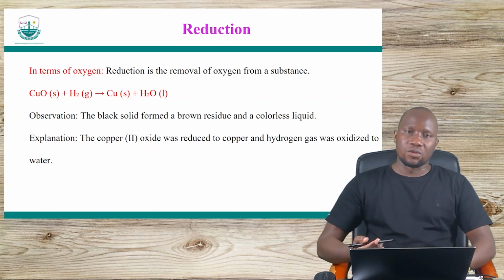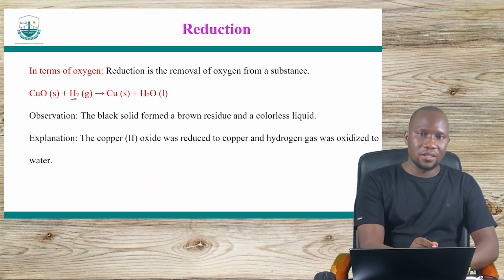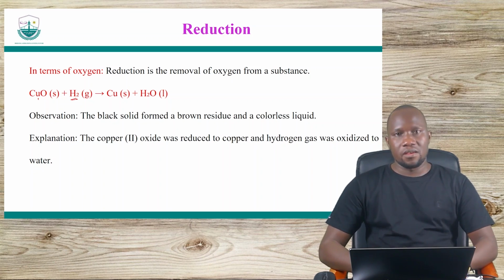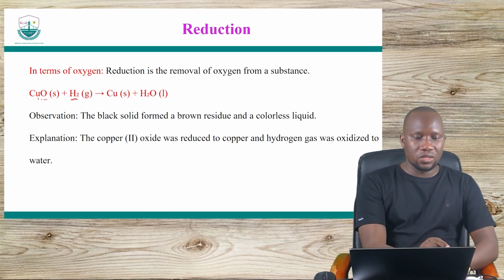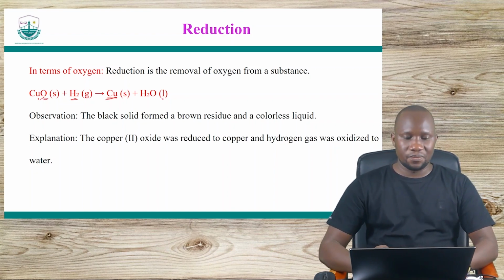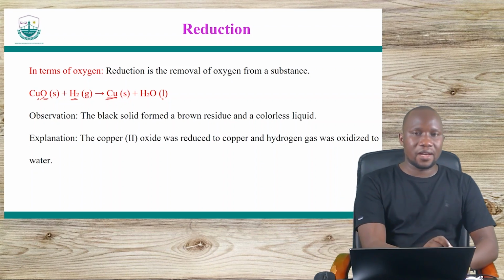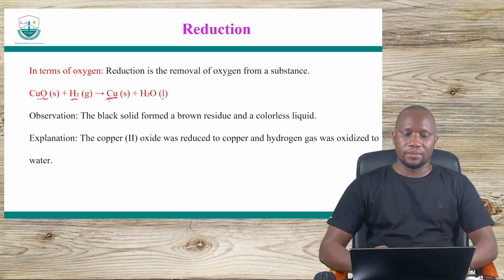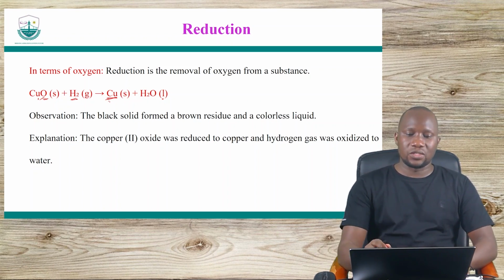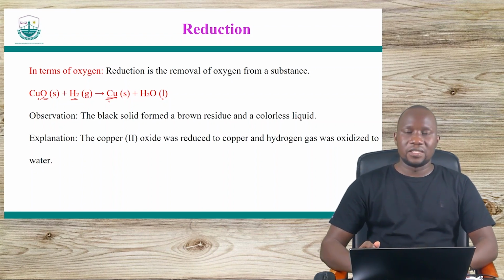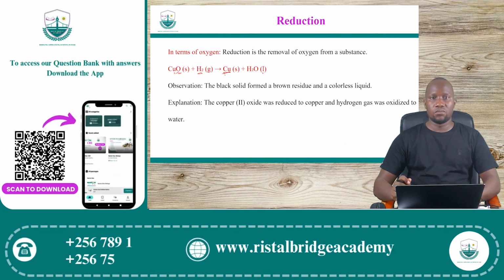Reduction is when you remove oxygen. So hydrogen gas, when it is passed over copper oxide, the copper will lose this oxygen to have the copper alone, and then water will be formed. So you're moving from a black solid to a brown solid. Okay, and the colorless liquid will be formed. So that is reduction in terms of oxygen.